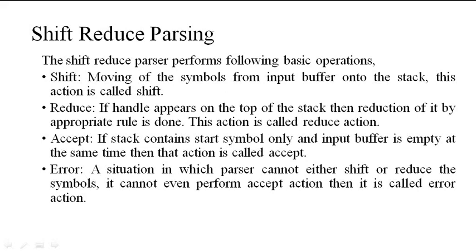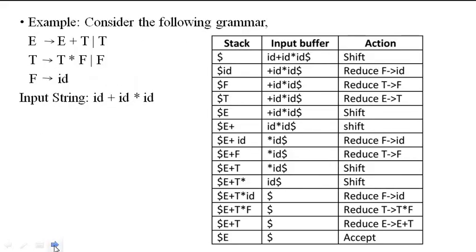And the second one is a reduce reduce conflict. For example, capital A gives small a and capital B gives small a. So whenever you have a small a, at that time it could be reduced by either A or B. So it's a reduce reduce conflict.